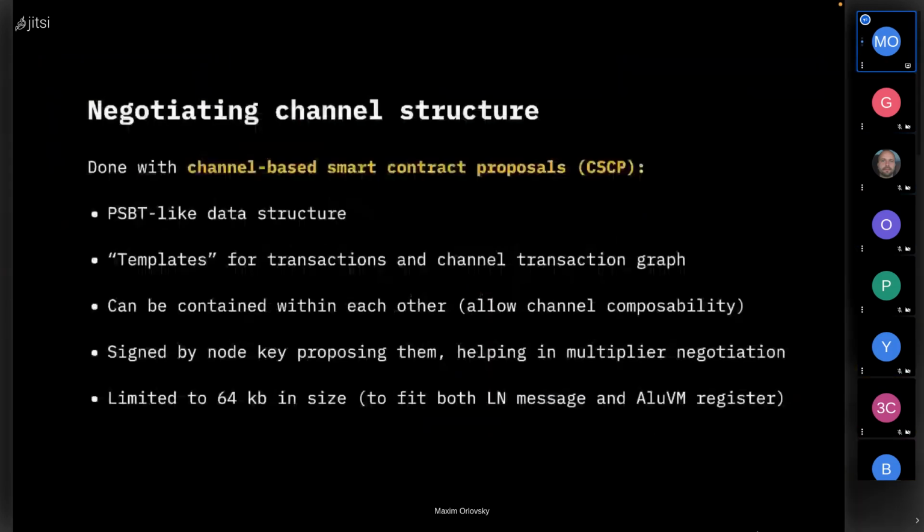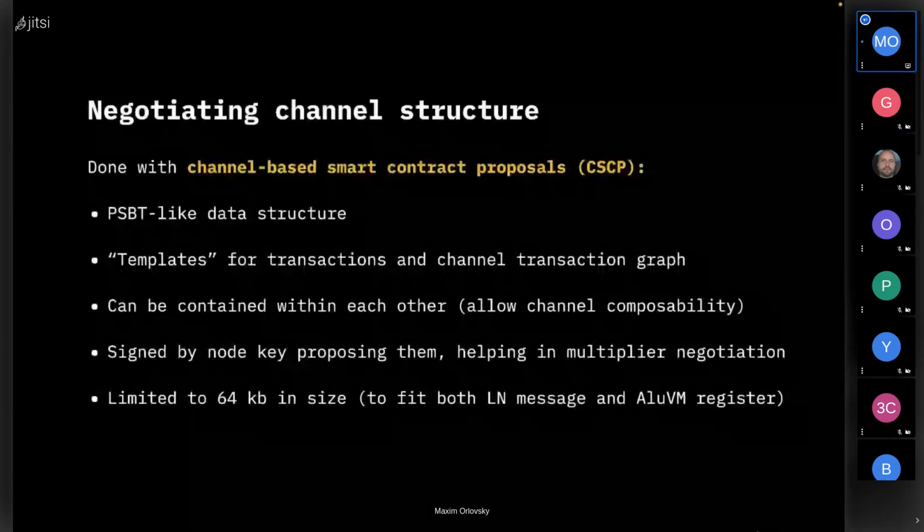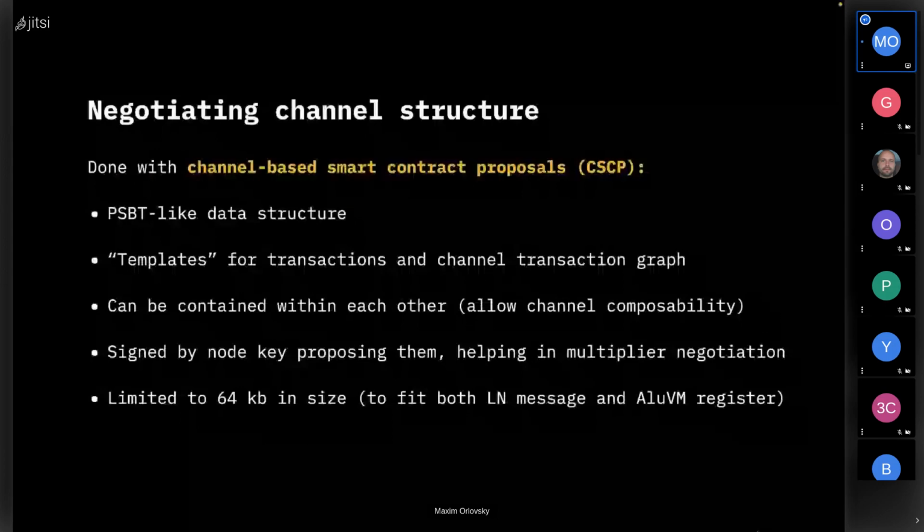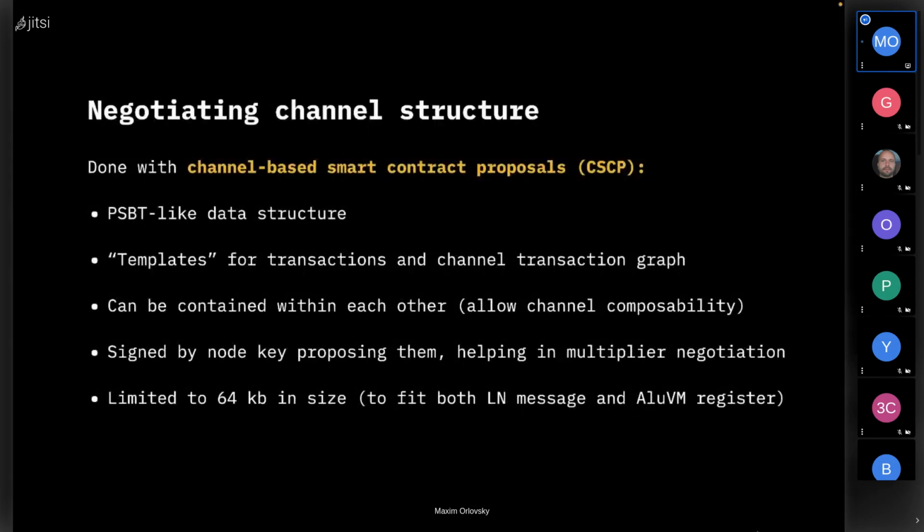The node proposing this smart contract for a channel will sign this proposal with a node key, not with a key that is used for a Bitcoin transaction, but with a key that is specific to the Lightning node. And that will help to negotiate the specific channel structure for multi-peer channels, where multiple interactive communication rounds should happen between 3 or more nodes.